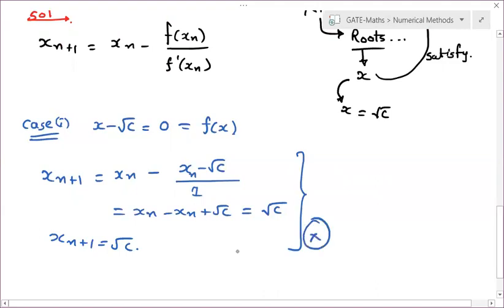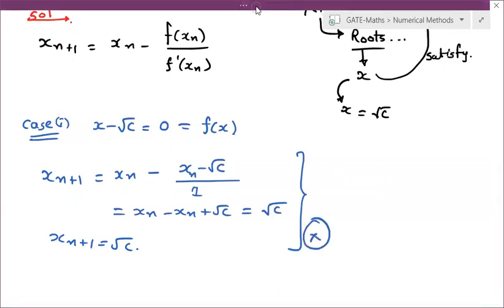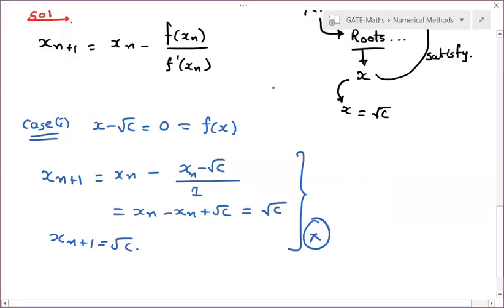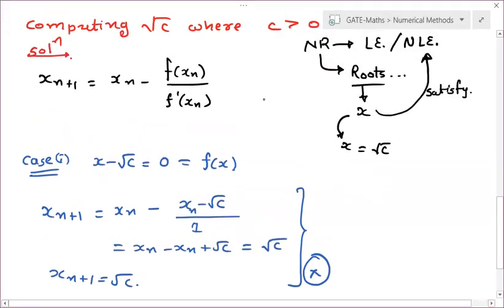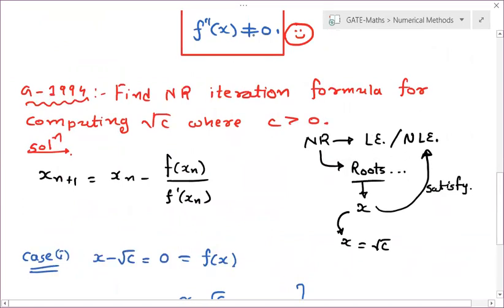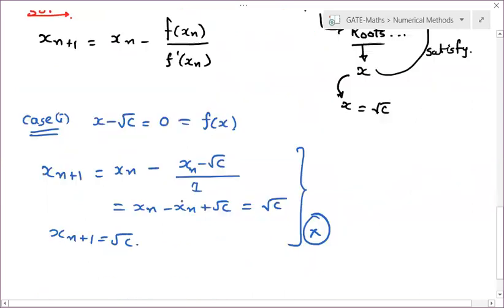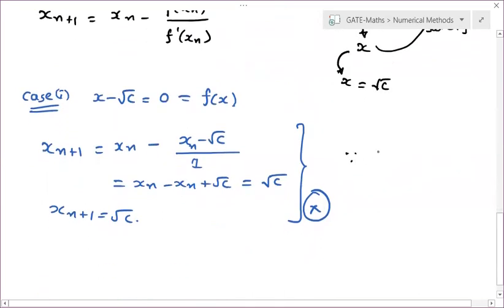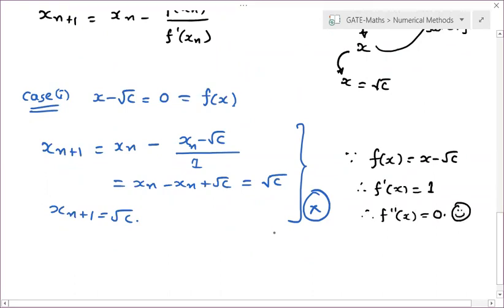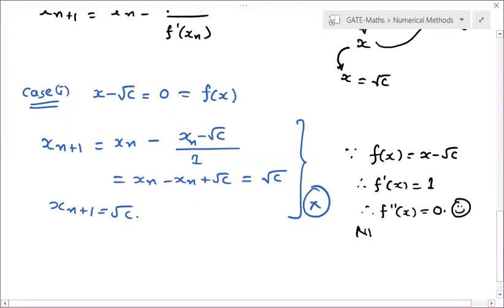Right. Why? Because what is the necessary condition to apply the Newton-Raphson formula? Your f double dash x should not be equal to 0. Here, f of x is x minus root C, so f dash x will give you 1 and f double dash x will give you 0. Are you getting my point? So if f double dash x gives you 0, then Newton-Raphson is not applicable.